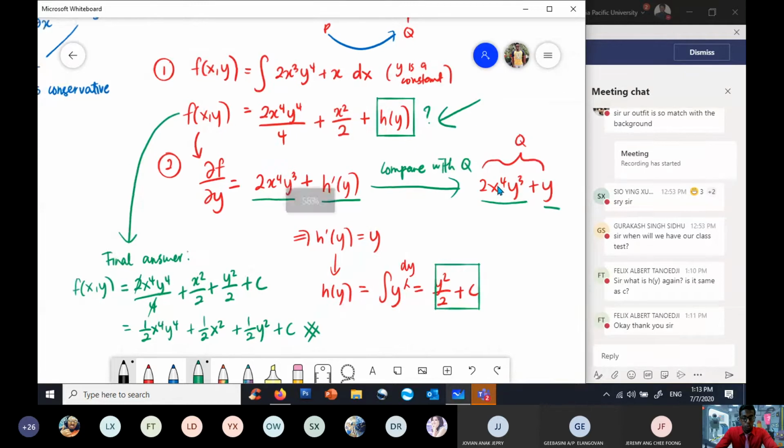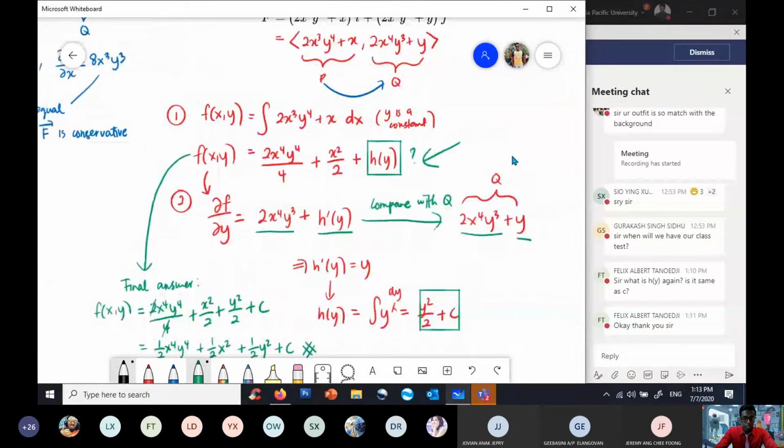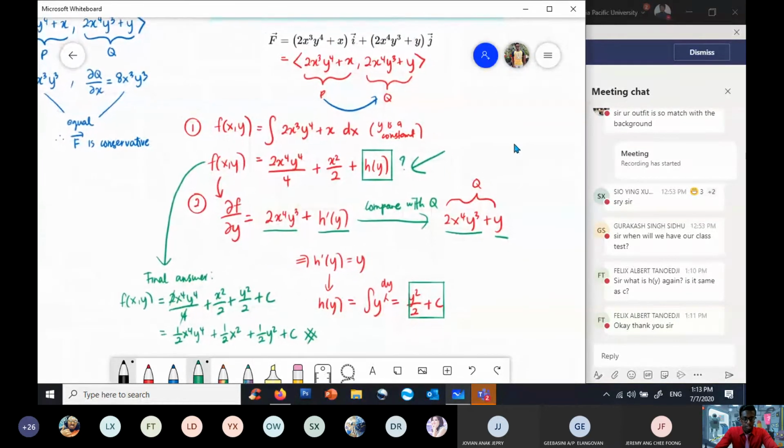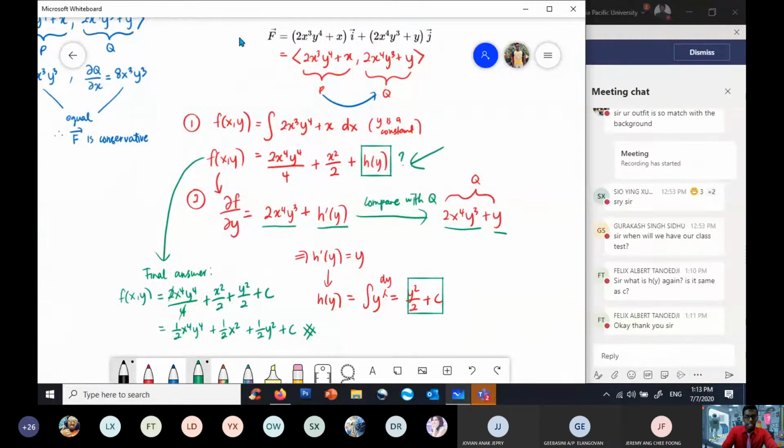So let me zoom out a bit. So this was the question, this was the vector function, and this is the scalar potential. Okay, so take some time to look at what is happening here.